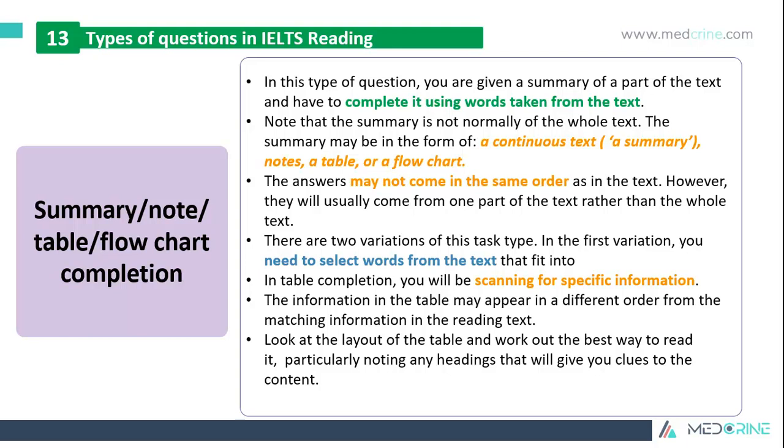There are usually 2 variations of this task type, and in the first variation, you need to select words from the text that fit into it. In table completion, you'll be scanning for specific information, and the information in the table may appear in a different order from the matching information in the reading text. So you need to be on the lookout and look at the layout of the table and work out the best way to read it, particularly noting any headings that will give you clues to the content.